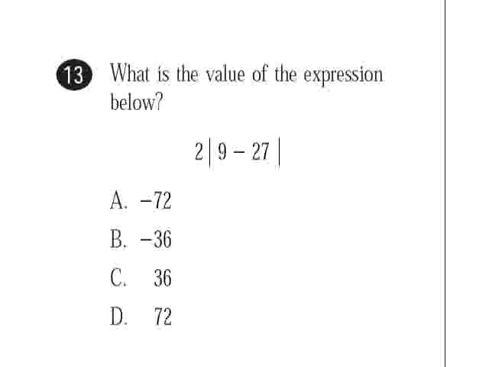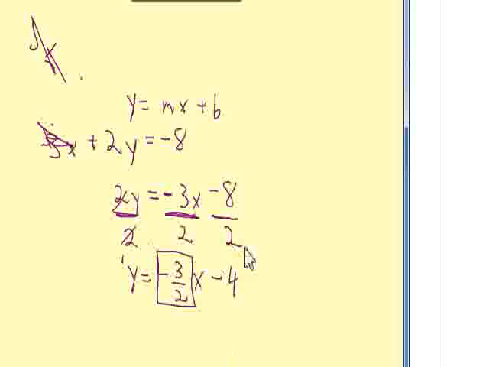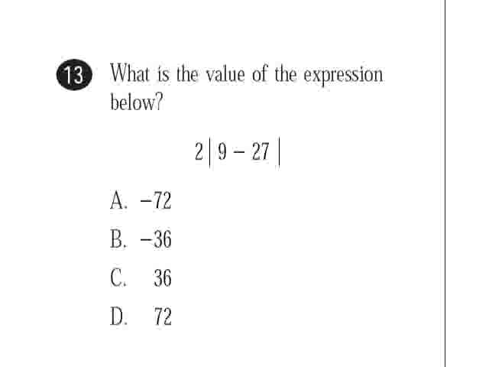Surprise! Not really. Number 13. What is the value of the expression below? So you have 2 times the absolute value of 9, subtract 27, and the close absolute value symbol. Let me grab a new piece of paper. It's kind of weird that I'm using paper to do something digital, but look at it again. So I have 2 times the absolute value of 9, subtract 27, close absolute value symbol.